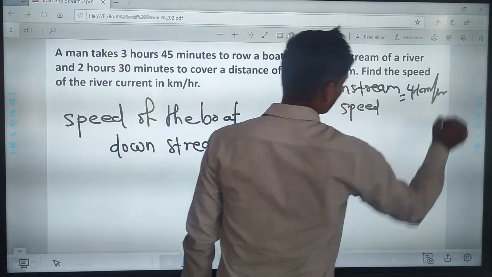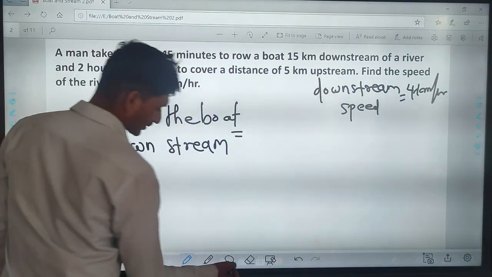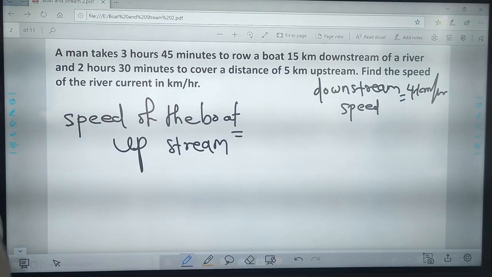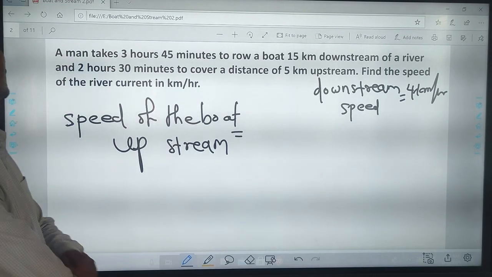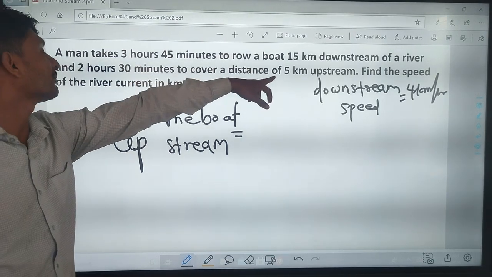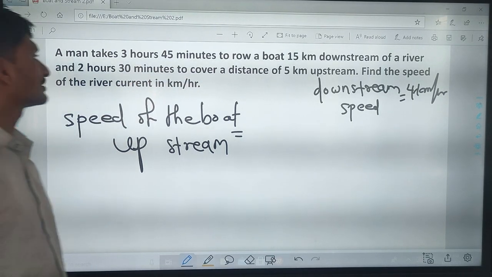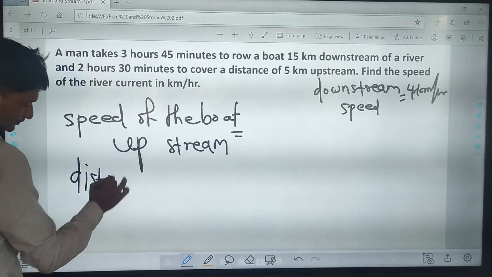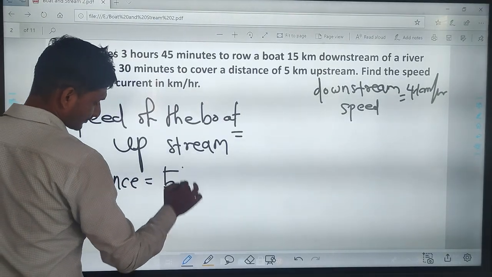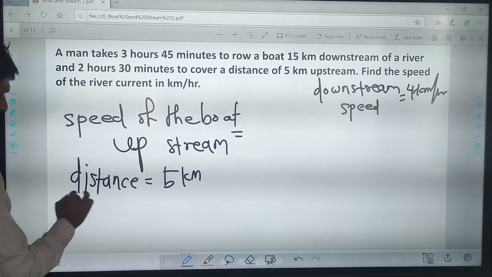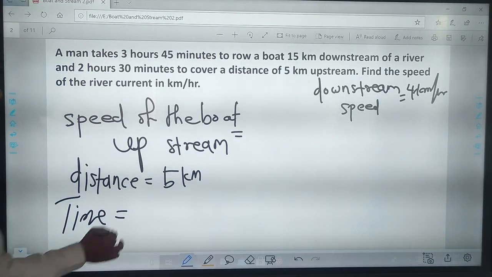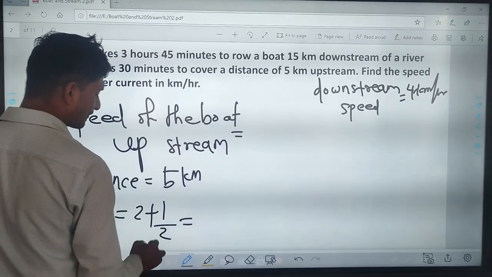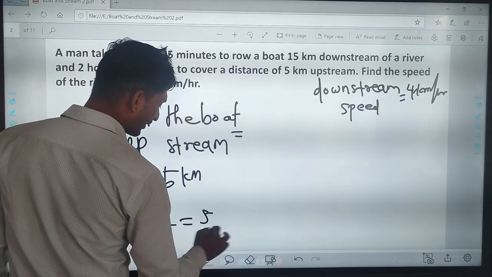Downstream speed is equal to 4 kilometer per hour. Now we find the upstream speed, the speed of the boat upstream. Here the boat covers a distance of 5 kilometer in 2 hours 30 minutes. The total time is 2 hours plus 30 minutes, which means half hour, so total time is 2 plus 1 by 2, that is 5 divided by 2.